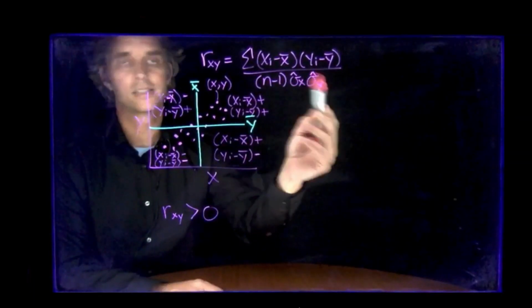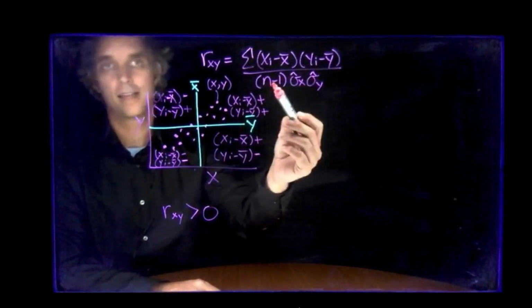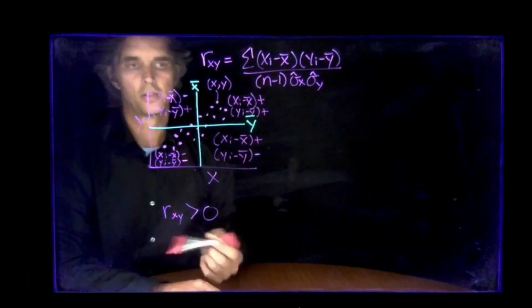Note that sigma x and sigma y are standard deviations. They're always positive, right? By definition, those are positive. N has to be a positive sample size, so that's positive. The numerator is always positive, and so this works out that way.